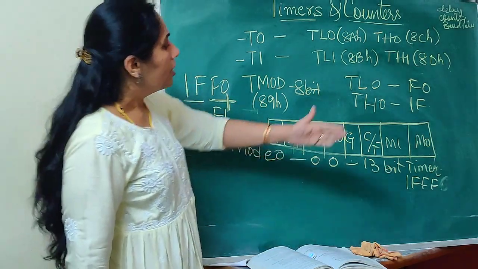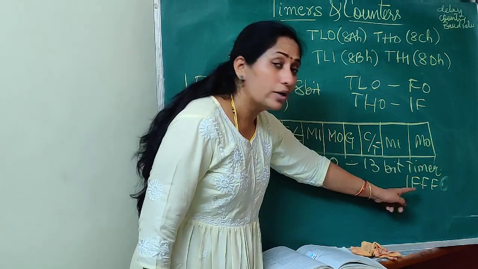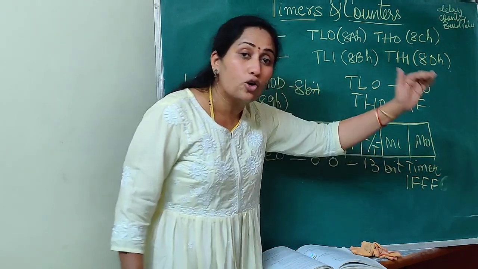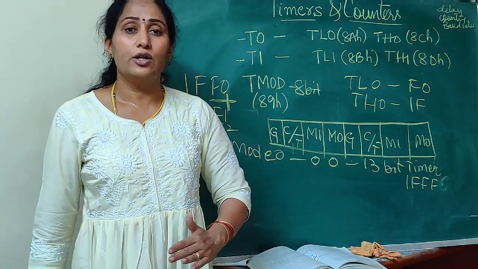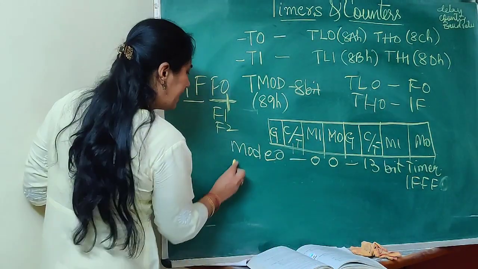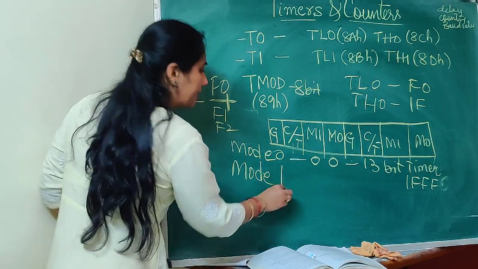It's going to up count. It counts up, reaches the maximum count, and when the next pulse comes, what happens? It rolls over. It is going to become 0. Okay. Now, next one is going to be mode 1.